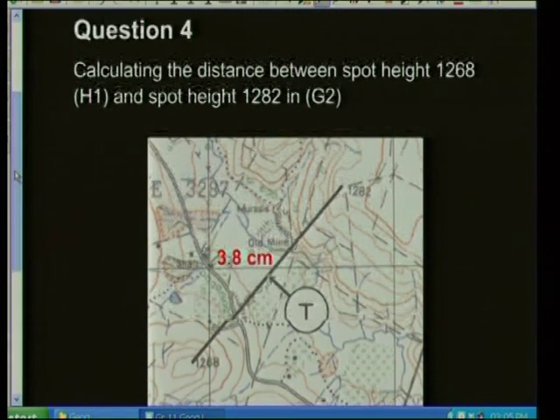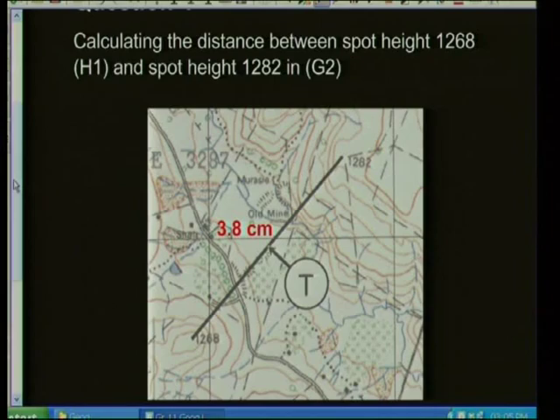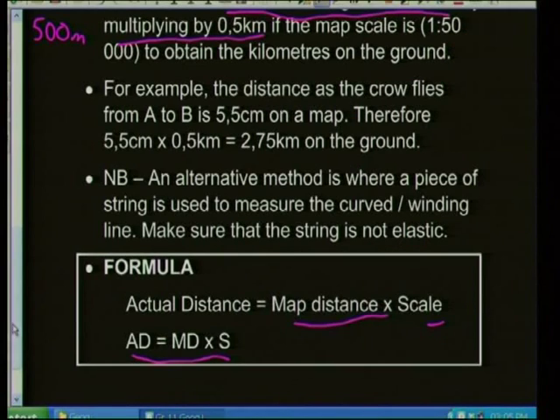Let's look at an answer here. This one was actually: calculate the straight line distance between 1268 and 1282. Of course, I've exaggerated these things so it looks clearer on your television screens. The actual measurement when we measured the boat was 3.8 centimeters. So obviously I've got my map distance. Now I need to multiply it by the scale.